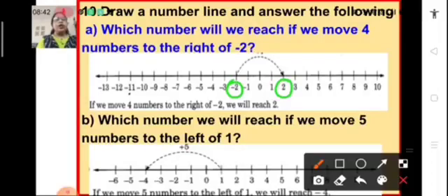Question B, which number will we reach if we move 5 numbers to the left of 1? So for this we start at 1 and move 5 numbers to the left. If we move 5 numbers to the left, where do we reach? We reach at negative 4. This way you have to show we have moved 4 steps behind 1. It should be shown as minus 5, not plus 5, minus 5. So where do we reach? We reach at negative 4.